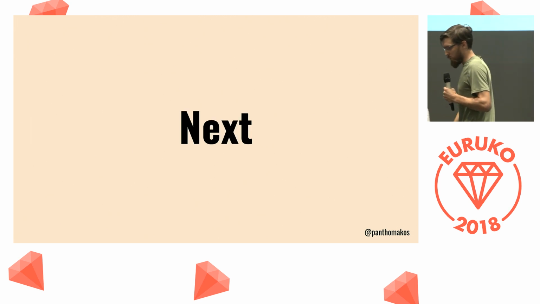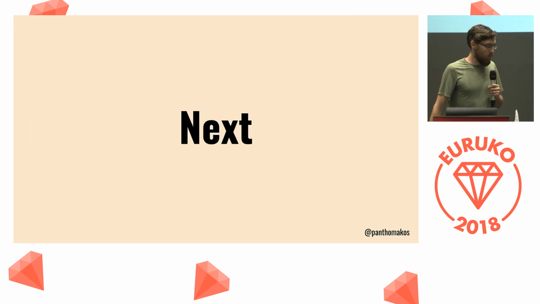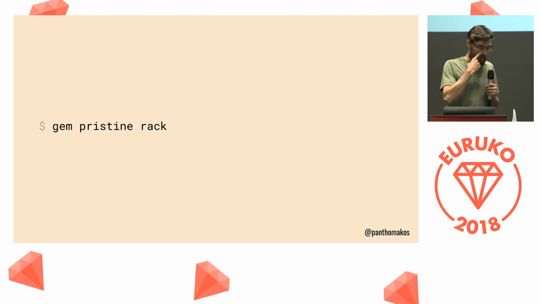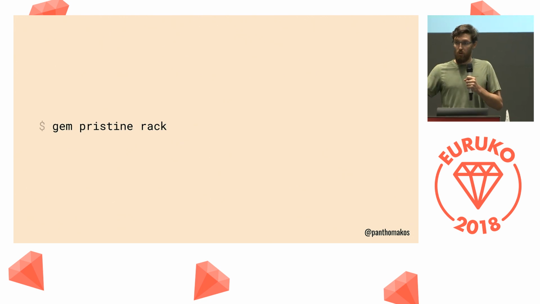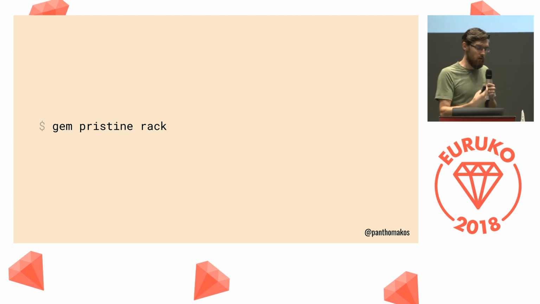So what's next for me? What do I do after this? So first of all, I have a lot of binding.pry calls and commented out code in the rack source code. So I want to restore that to its original state. And this is a great command for that. It restores a gem to the state in which it was if you had just downloaded it from RubyGems.